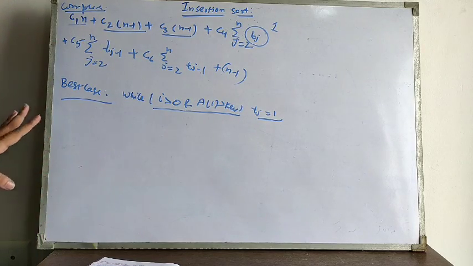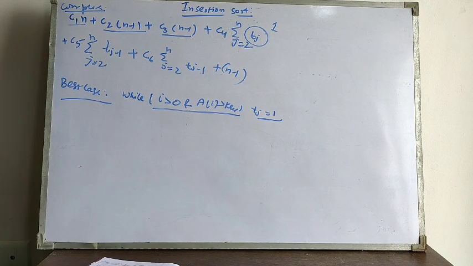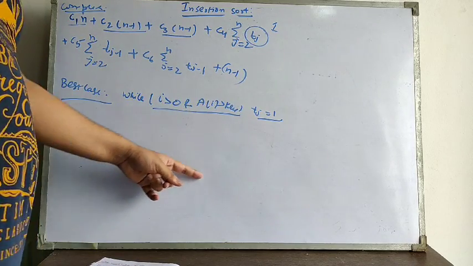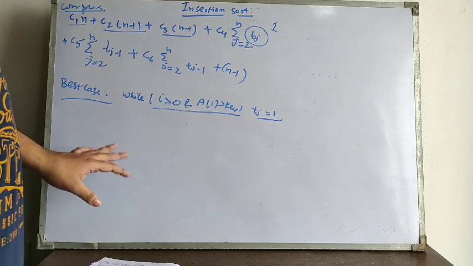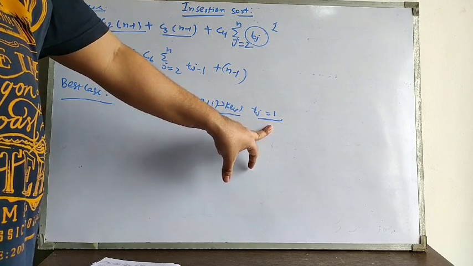So now what will the best case be? If the array is already sorted, it means this statement will execute only once. The inner loop statement will execute only once. So what does it mean? Tj is equal to 1.